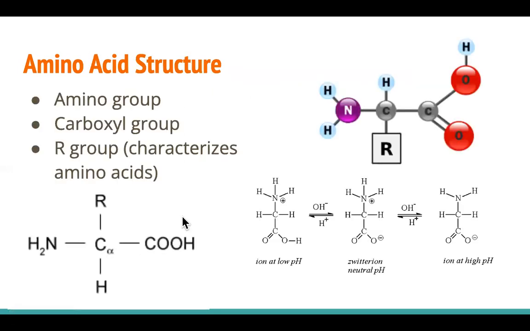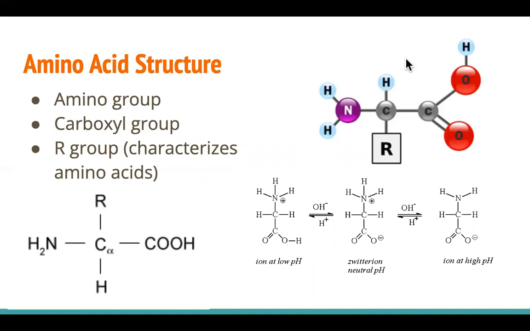Okay. So starting off with amino acid structure, an amino acid has essentially 3 parts. You have your amino group, which is the NH2 in this case, the carboxyl group, so C double bond O with the OH, and then your R group, which is the part that is different for every amino acid. That's the special part of an amino acid that gives it its characteristic.